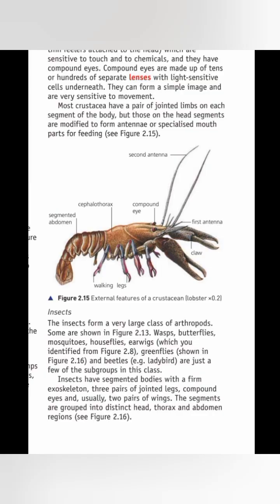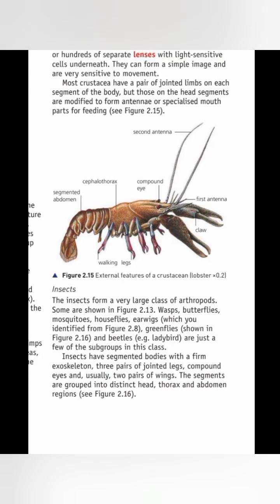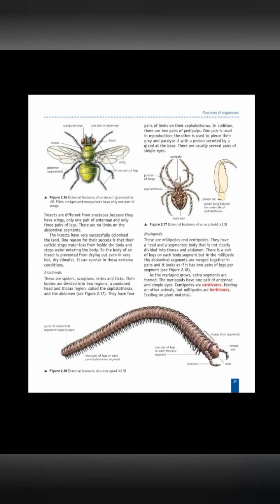Now we discuss insects. The common examples of insects are butterflies, mosquitoes, houseflies, wasps, and earwigs. These are the common examples of the insects. Now we discuss their features. The body is divided into the head, thorax, and abdomen. They have three pairs of jointed legs, and have one pair of antennae.